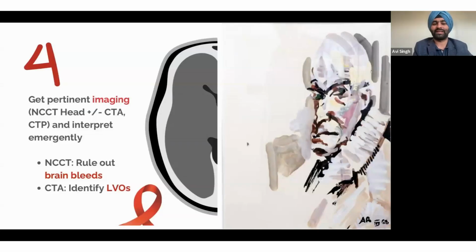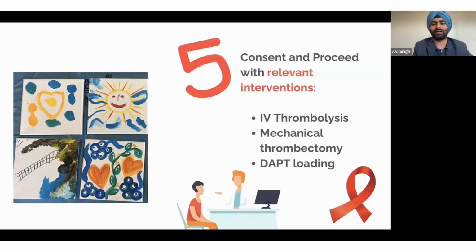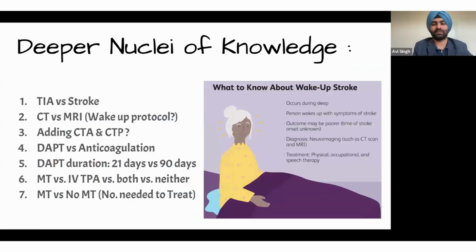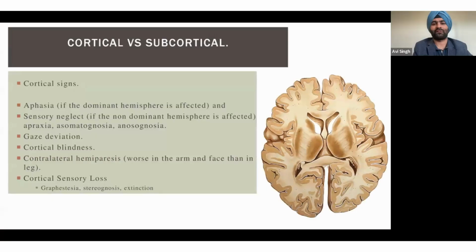Then interpreting images, the need for a non-contrast CT to rule out a hemorrhage, as well as the need for a CT angiogram to identify a large vessel occlusion. And ultimately, how does that lead to a person being offered an acute intervention, be it IV thrombolysis, mechanical thrombectomy, or dual antiplatelet therapy? We did go over briefly other aspects of management and relevant parts that might be important to understand for answering the questions without specifically answering the questions that would be asked.